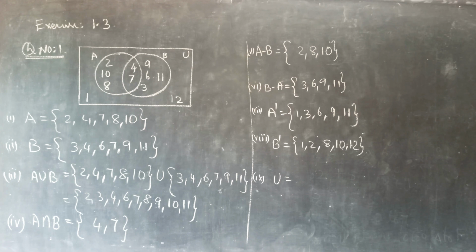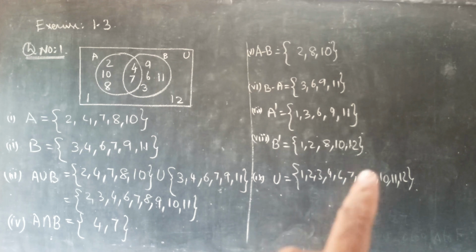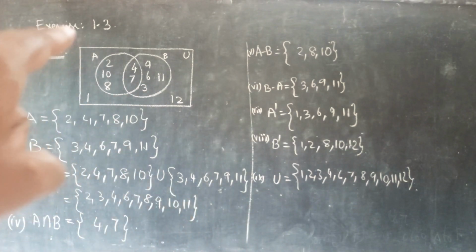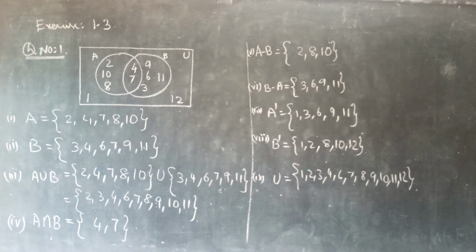Now when we say U, we say universal set, and in the universal set we write all the elements. As you can see, the elements are 1, 2, 3, 4, 5, 6, 7, 8, 9, 10, 11, 12. Everything is included in U. All the elements that are included in the square rectangle box should be written in U. Obviously the elements will not be repeated. Okay, so this is the first question.